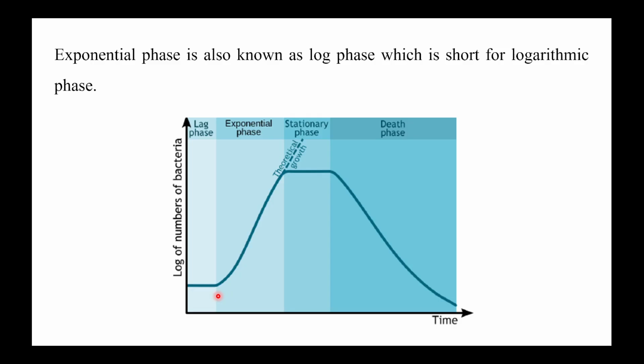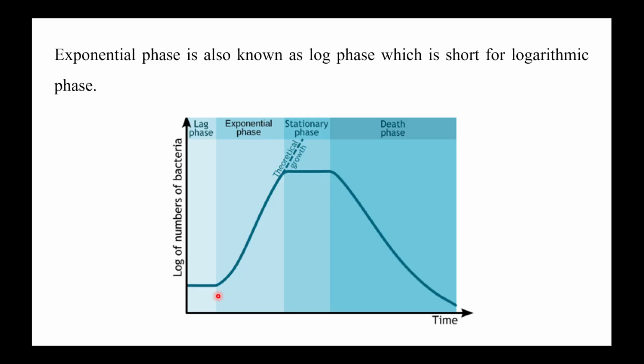So it adjusts itself to the new environment, to the new medium, and then it starts preparing itself. It replicates its DNA, synthesizes a new copy of DNA, and then increases its size. Everything is happening in the lag phase. Then once the cell is completely prepared for the next phase, it will enter the exponential phase, also known as log phase. It is a logarithmic phase.